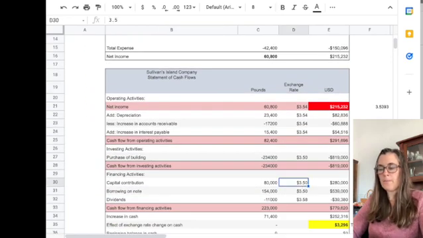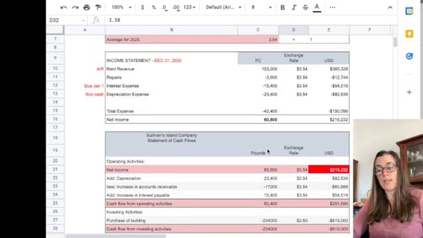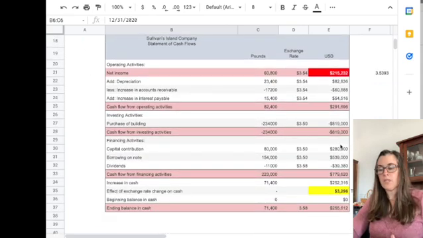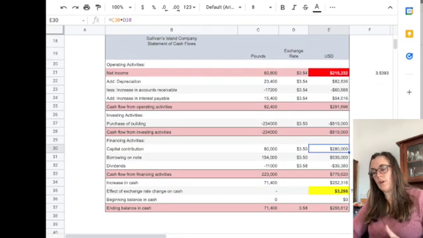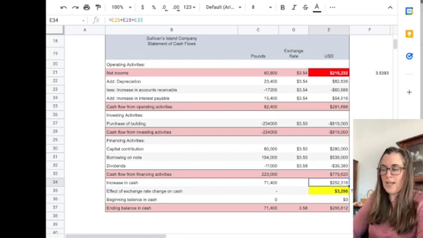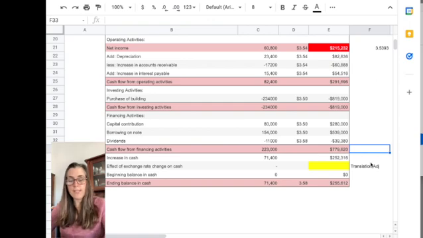Same thing with the financing. The capital contribution occurred again on January 1st, as did the borrowing of the note. So we're going to use those actual date exchange rates. Dividends were paid on December 31st, and that's why we're going to use $3.58, because that's what the exchange rate was on the date that we paid the dividend. Each of these items we're going to translate on their own. We're going to subtotal accordingly, and we're going to come down to a US dollar equivalent of $252,316 increase in cash.